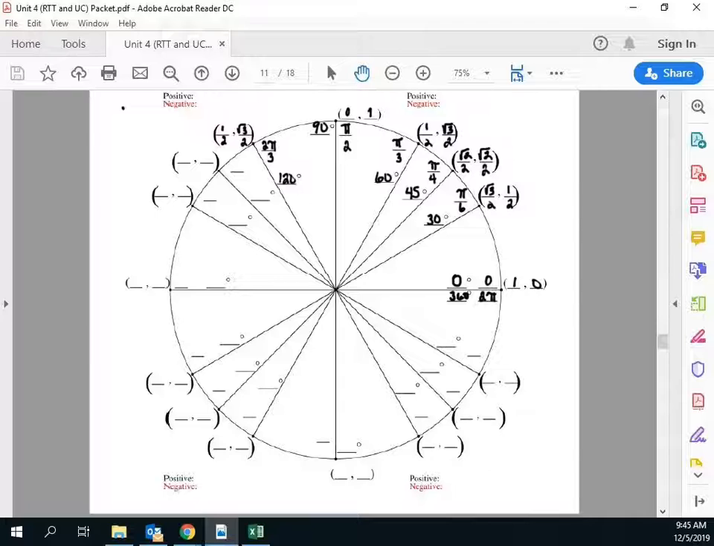What is the x-axis here? It's negative. So all we need to do is make it negative 1/2. Then we go again. This is 135, or 3 pi over 4. Again, it follows the same value as its reference angle, except the x value is negative.